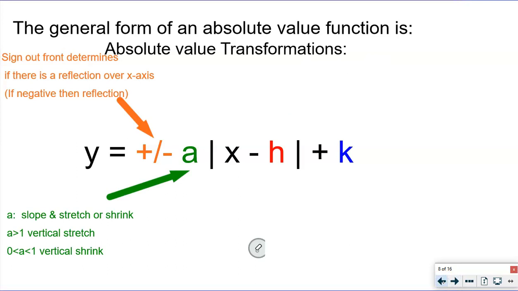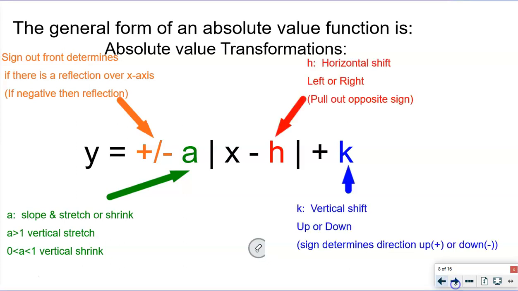Okay, so a is the slope, and it's the stretch or shrink. So basically when we start graphing these, we're going to use a as our slope, rise over run, okay? And then if a is greater than 1, it's going to be a vertical stretch. And if a is between 0 and 1, which means a decimal or a fraction, then it's going to be a vertical shrink.